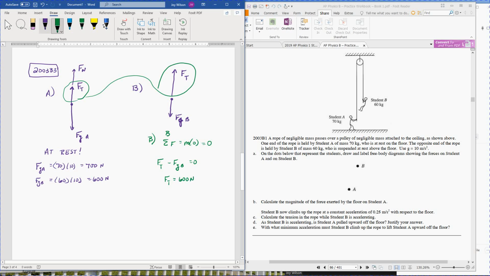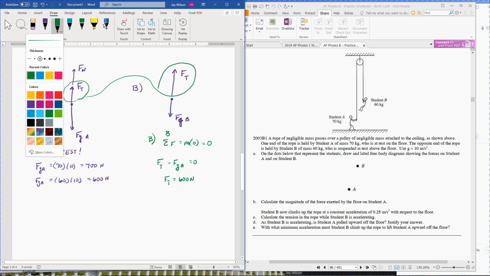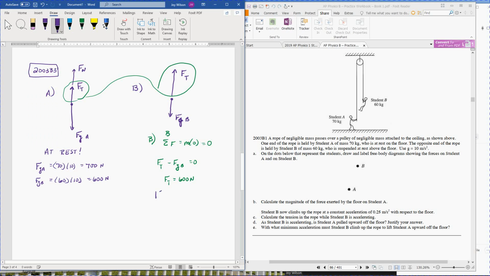Now I'm actually ready to answer the question they asked me for. Okay? So let's do the question they asked me for. So for student A, sum of the forces on A also equals 0. And the forces on A are normal up, tension up, and gravity down. Whoops. Let's write gravity down first, and then we will.